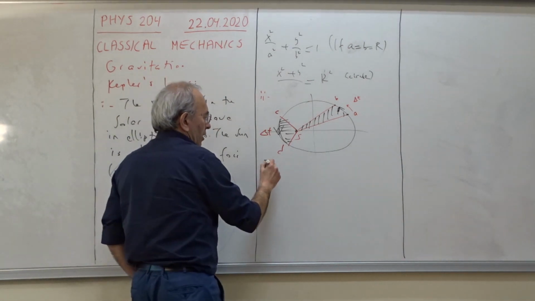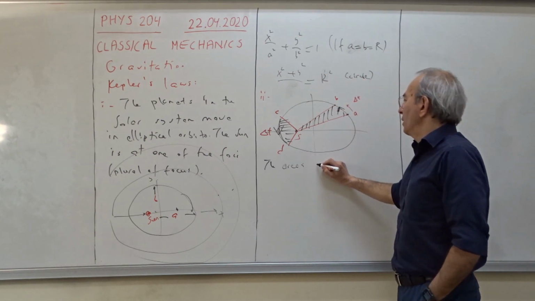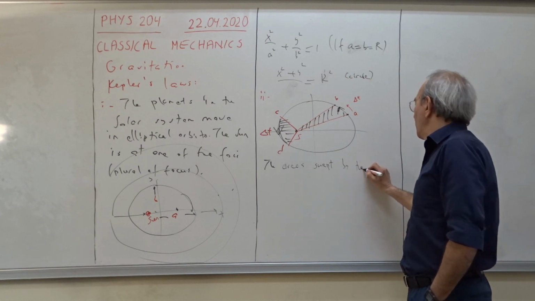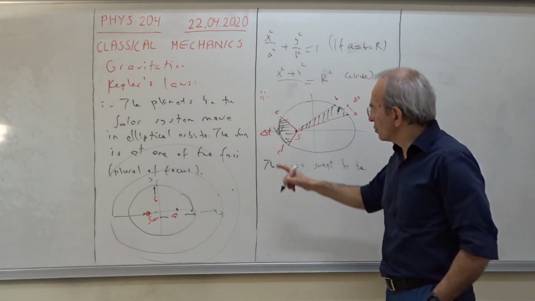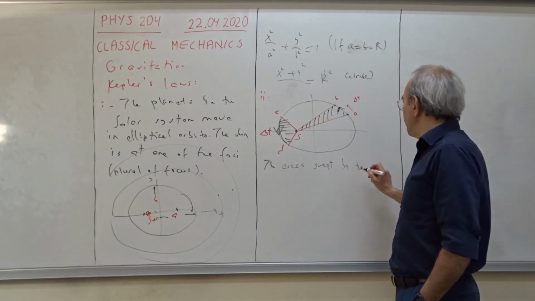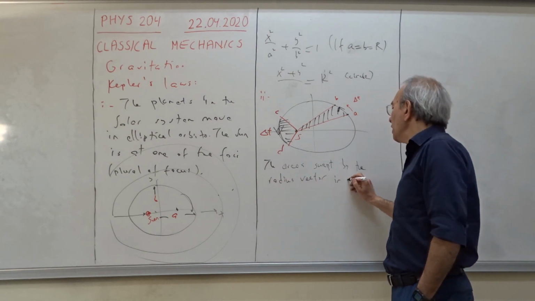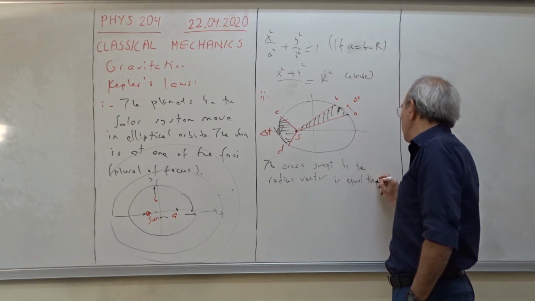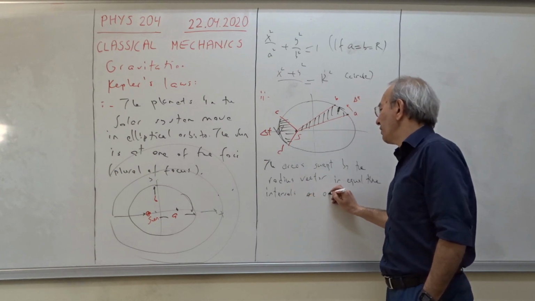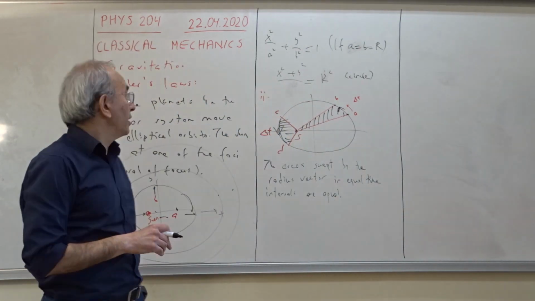So the areas swept by the radius vector, this is called a radius vector that joins the sun with any planet, the area swept by the radius vector in equal time intervals are the same or are equal. So this is the second of Kepler's laws.